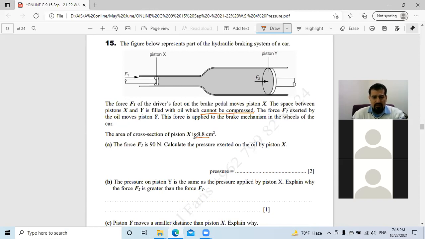The cross-section area of piston X is 4.8 cm². The force F1 is 90 Newton. Calculate the pressure exerted on the oil by piston X. We know that pressure equals force over area. So the force, which is 90, divided by the area. As you can see, this area is in centimeter square. You can put the answer in Newton per centimeter square. 90 divided by 4.8, and the answer will be 18.75 Newton per centimeter square.